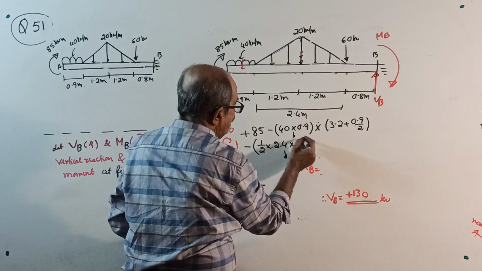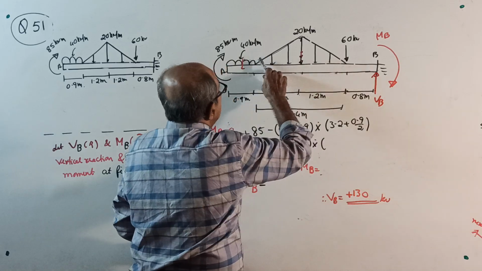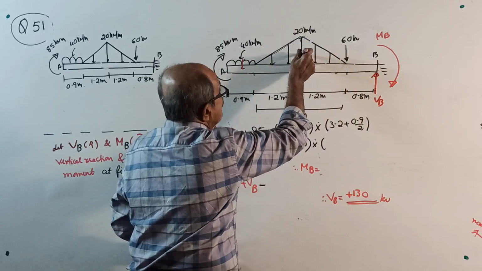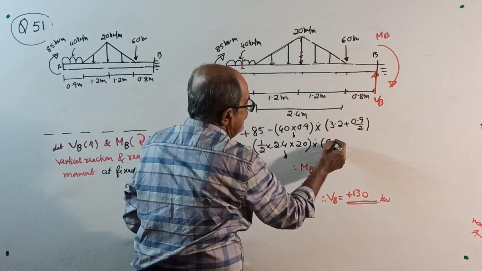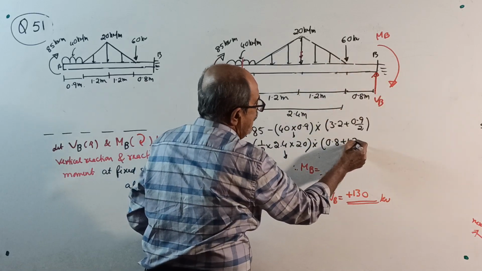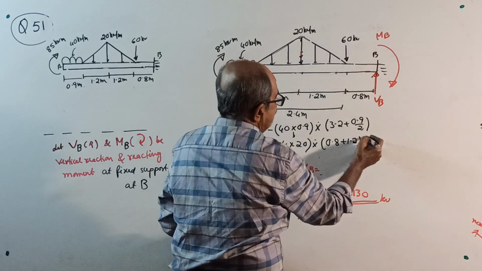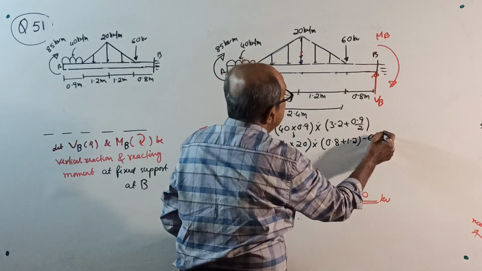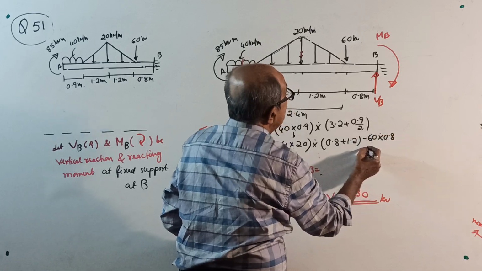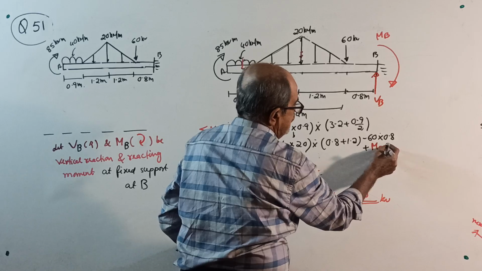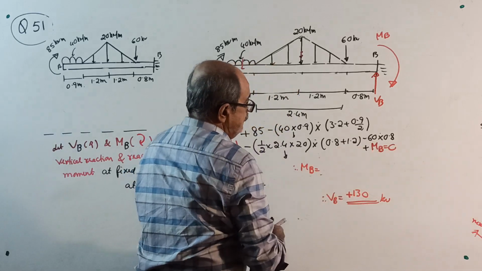This is the total load, represented by an isosceles triangle, and the resultant will come here. 0.8 plus 1.2. Why 1.2? Half of 2.4. Then minus 60 into 0.8. Lastly, plus MB equal to 0, you get the value of MB.